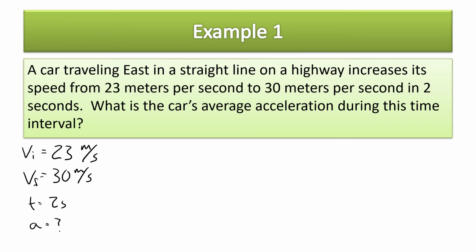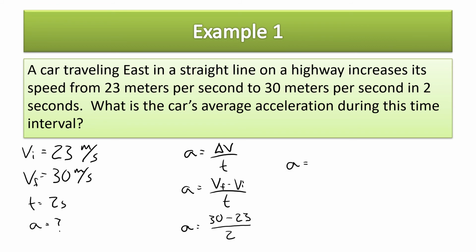Now we need to find the equation. So the equation we're going to use is a is equal to delta v over t, which expands out into vf minus vi, always in that order, vf minus vi over t. So that's the equation. Then we substitute in: a is equal to vf is 30, so you have to put that first, minus 23 over 2. So you get 7 divided by 2. So your acceleration, when you solve, is 3.5.